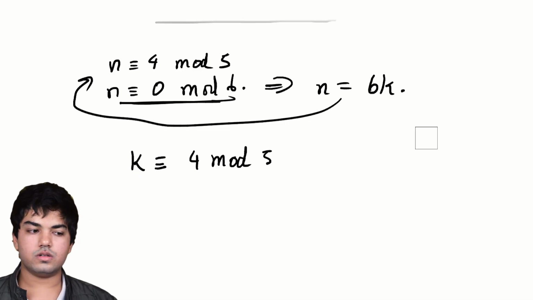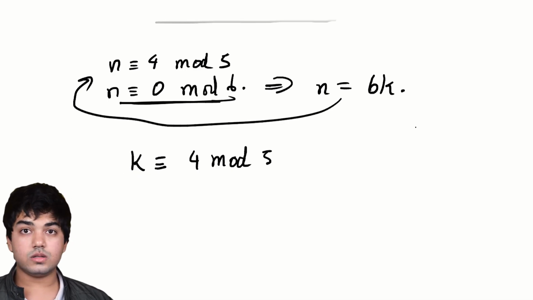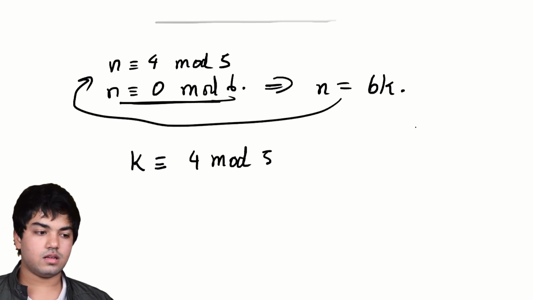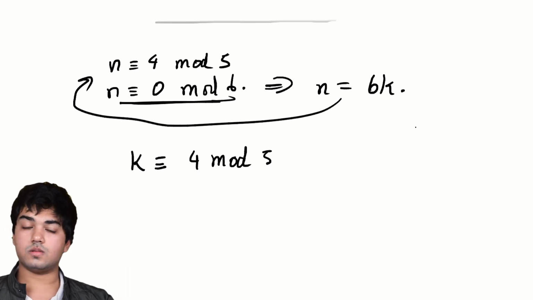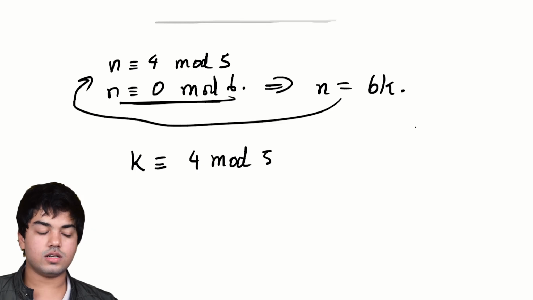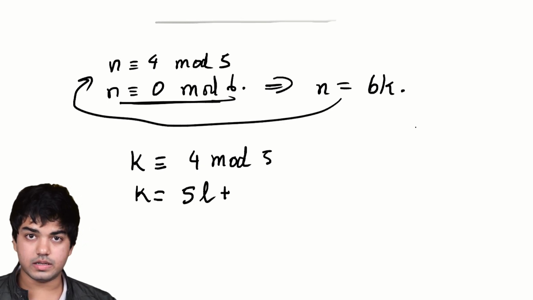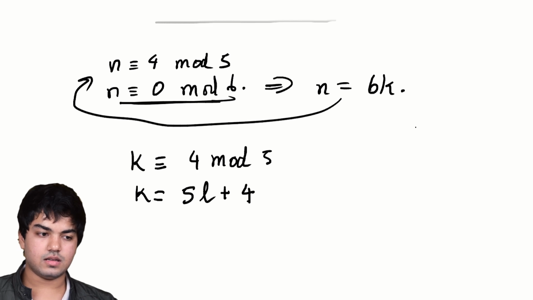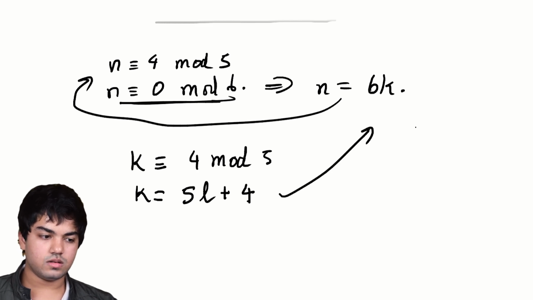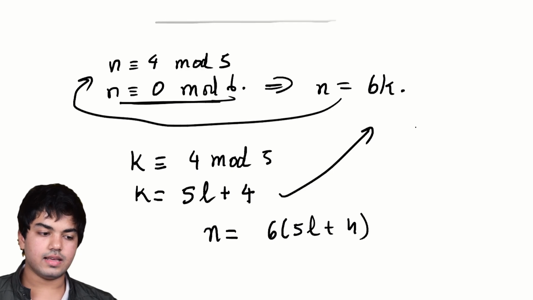So I have k congruent to 4 mod 5. So n is equal to 6k, where k is congruent to 4 mod 5, right? I can write this in a nice succinct way as, what is this? This is just a fancy way of saying k is some 5l plus 4, for some integer l. Plug that back in. I get n is equal to 6 times (5l plus 4), or 30l plus 24.